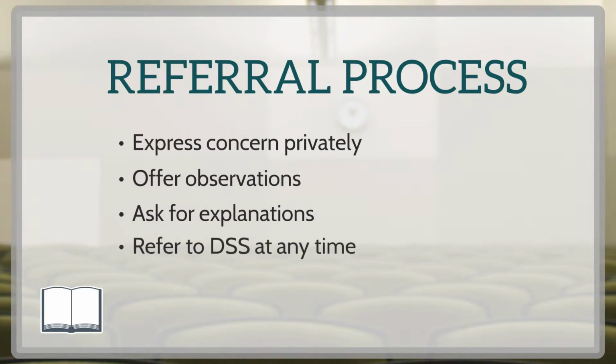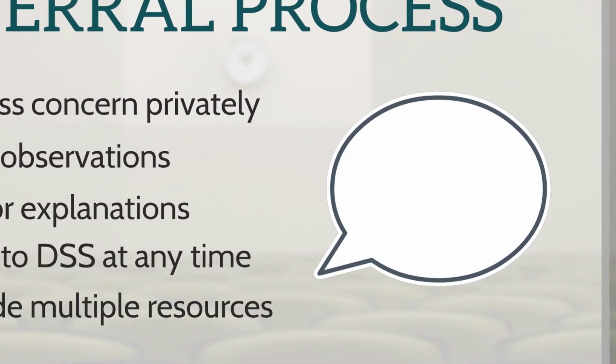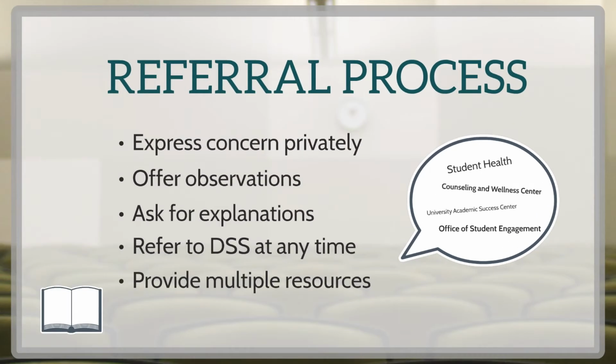Faculty can refer a student to DSS at any point to discuss their limitations. It's always a good idea to provide multiple resources, especially if the student has not specifically disclosed they have a disability. In addition to DSS, other resources to provide include Student Health, the Counseling and Wellness Center, the University Academic Success Center, and Student Engagement.